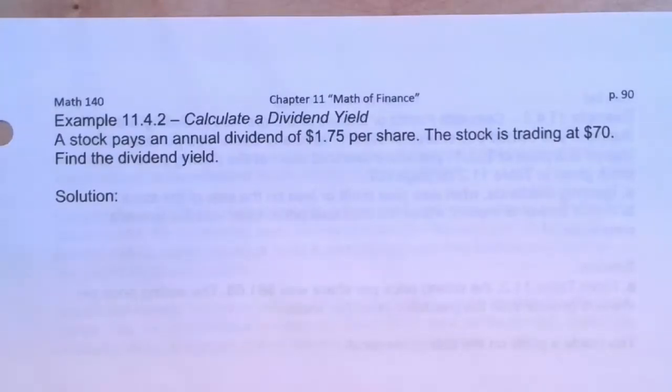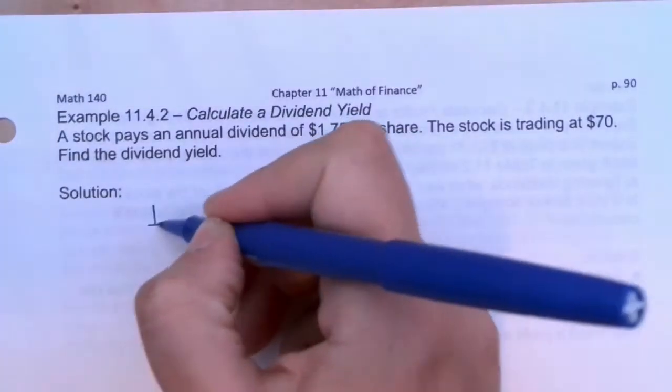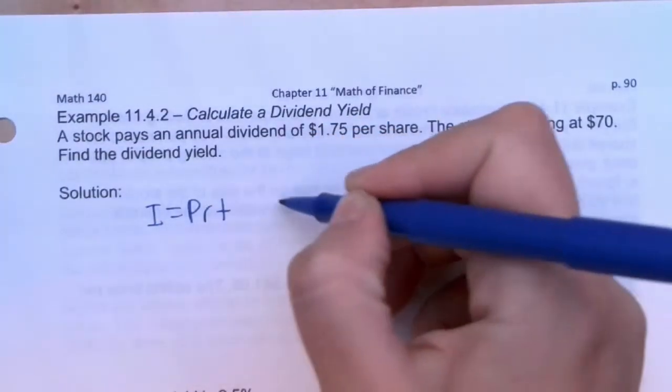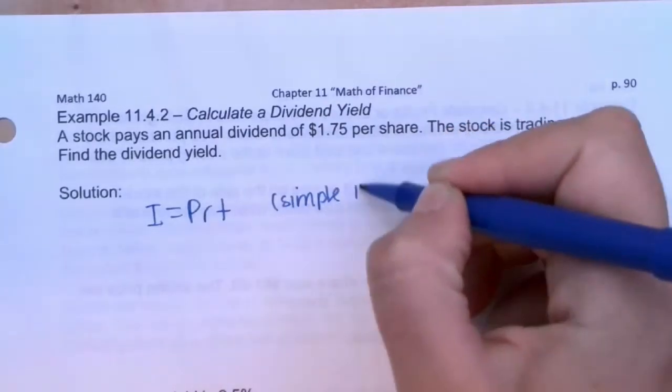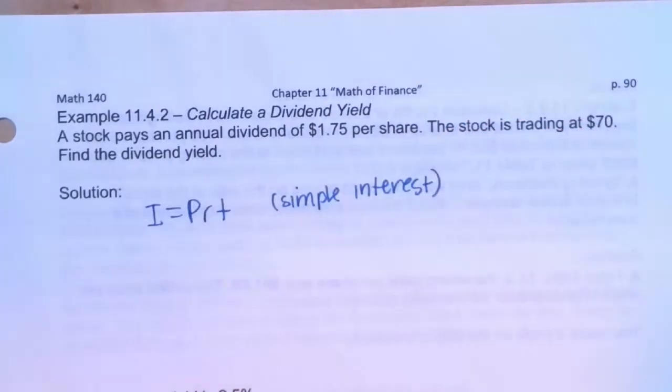Example 11.4.2, calculate a dividend yield. A stock pays an annual dividend of $1.75 per share. The stock is trading at $70. Find the dividend yield. So here what we're trying to do is find the percentage. This is going to be kind of similar to what we did with simple interest, so we're really basing this off the I equals PRT equation. Because this is an annual dividend, we can apply simple interest.